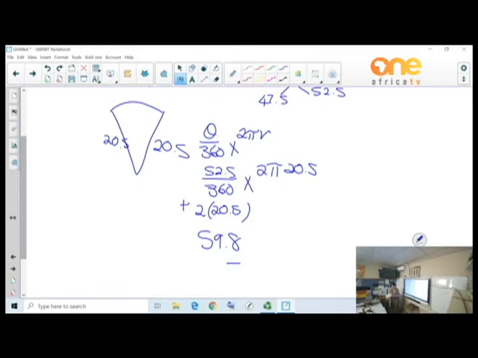Right, the next question is now number 61, wat ons nou al gedoen het. Nee? Kom ons gaan 'n bietjie terug. 60 is again about similarity. Number 60 is again about similarity. The diagram shows two triangles. They have the sides, you have the sides there and the equal angles, and that's how I know that this is similarity. Calculate the length of PQ.